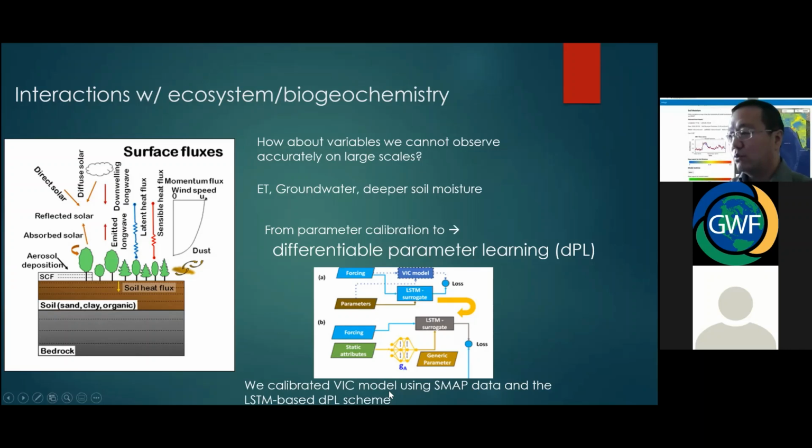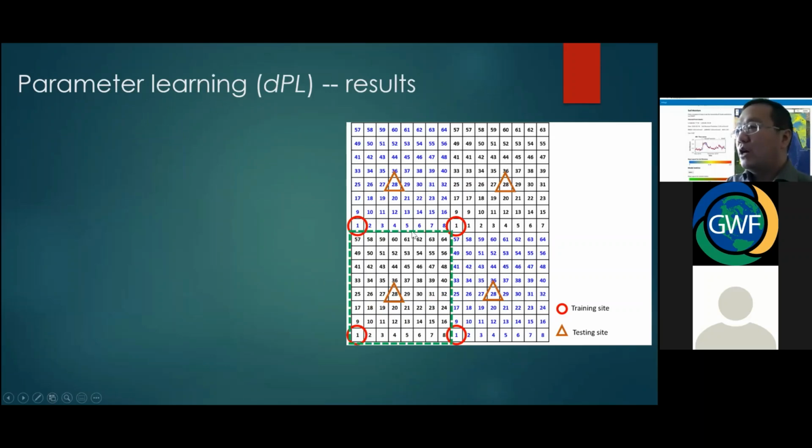Okay, we calibrate the big hydrological model. Actually, we calibrate other models too, using SMAP data, and we calibrate to streamflow data as well, with the LSTM-based DPL scheme. So here, imagine this is the SMAP grid. We take an 8x8 patch. We take one grid cell from that 8x8 patch as the training set. So we call this S8. S8 is one grid cell out of every 8x8 patch, and we train the network that way. So it predicts parameters for every one of them. We can evaluate based on this grid cell or based on a nearby grid cell. Okay, so it's a spatial extrapolation.